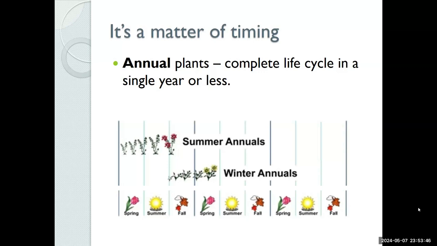The diagram here shows us summer annuals that begin to grow in spring, mature in the summer, and reproduce at the start of fall, and compare that to winter annuals who begin to sprout in the fall, mature in the spring, and in the late spring have their reproductive events. But all of this is occurring within a single year cycle.